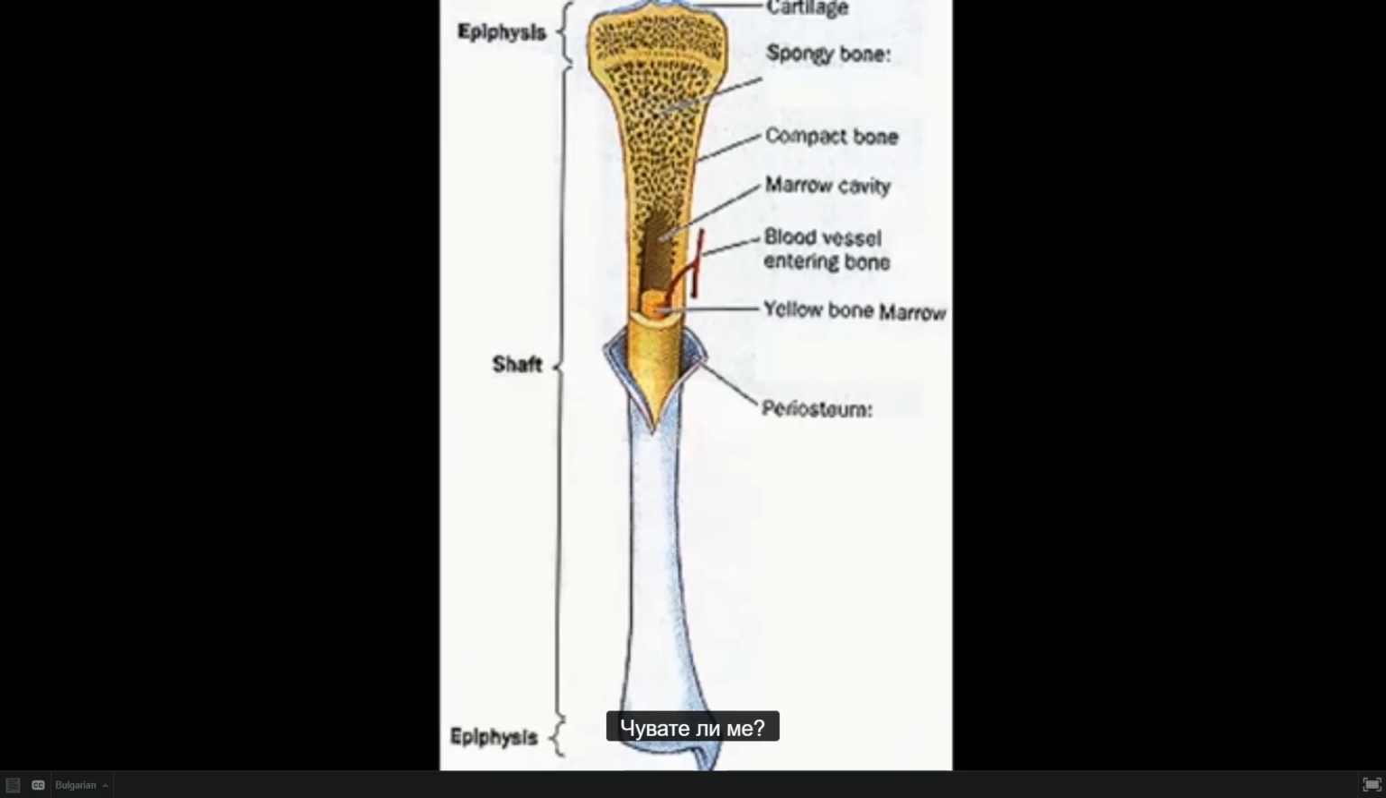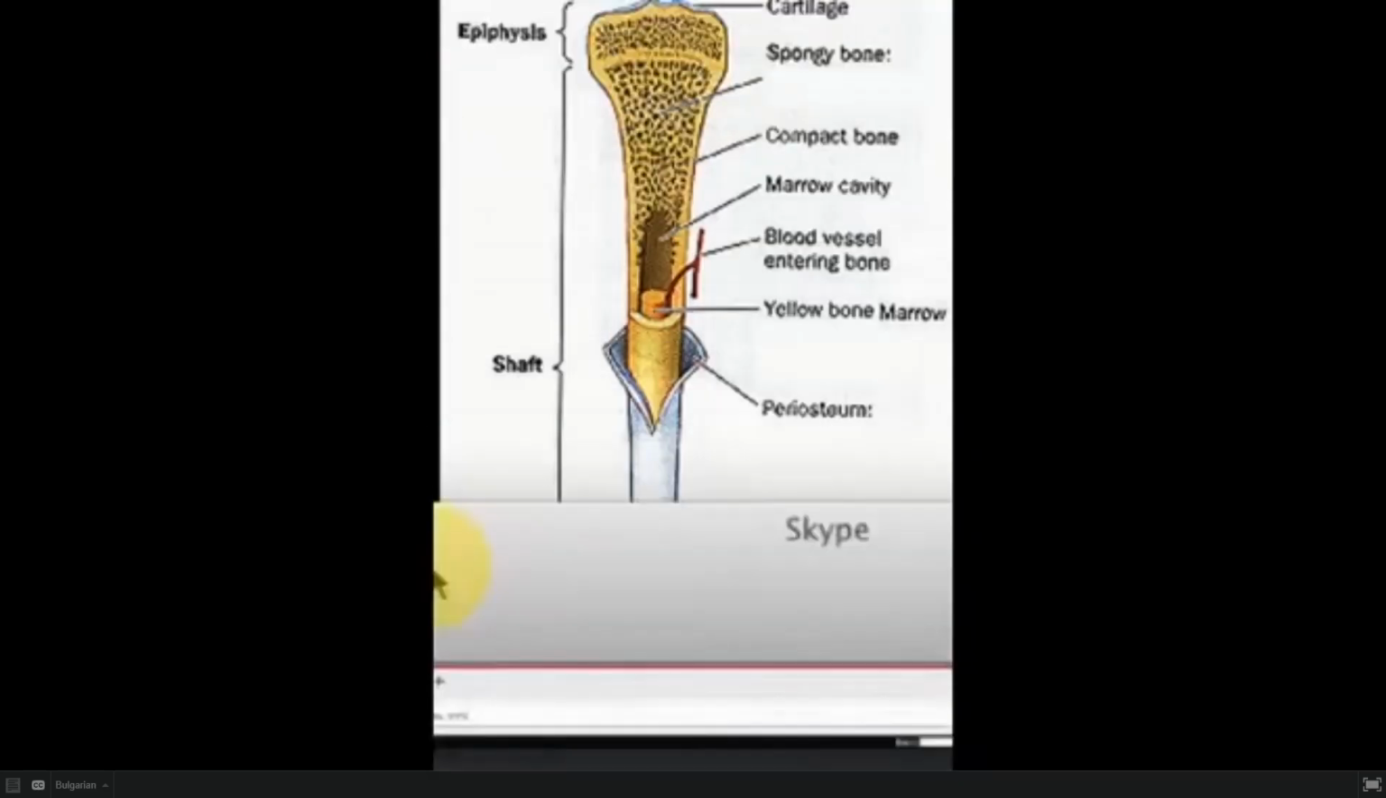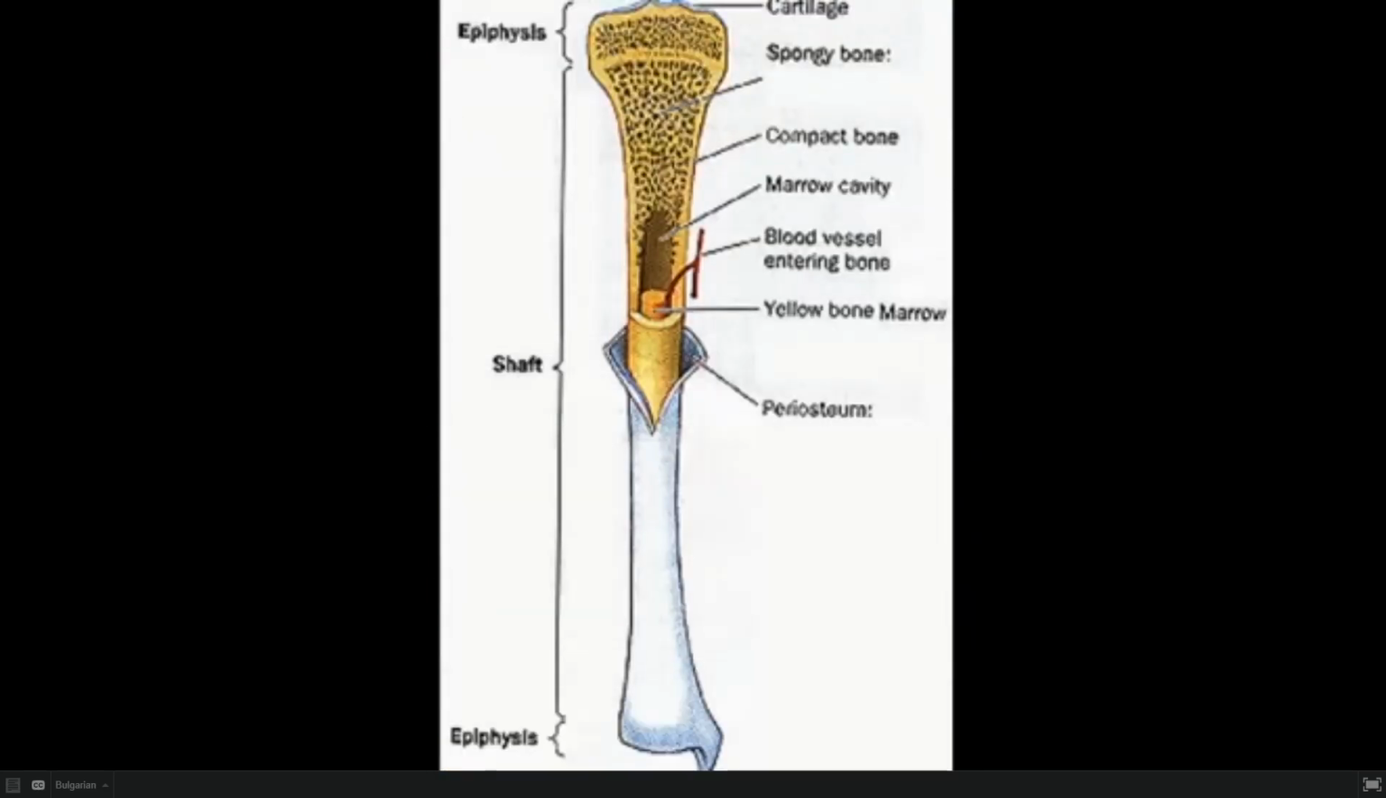Can you hear me? Yeah, just pictures. I just want to show the structure of the bone. Is that the picture you wanted? Was the long bone structure picture? I just see it on the live stream.